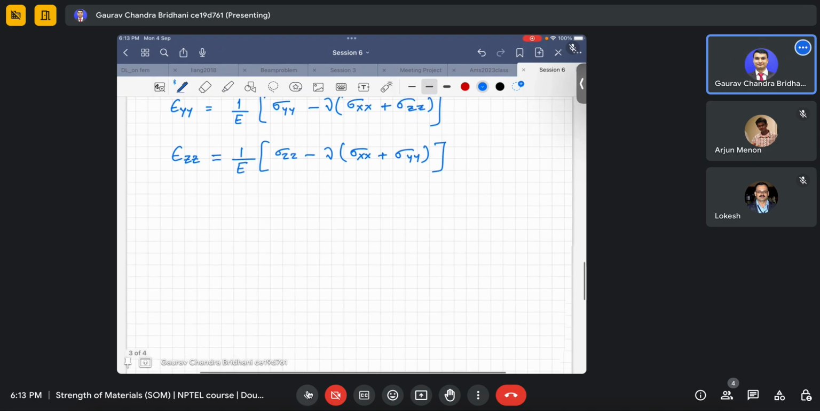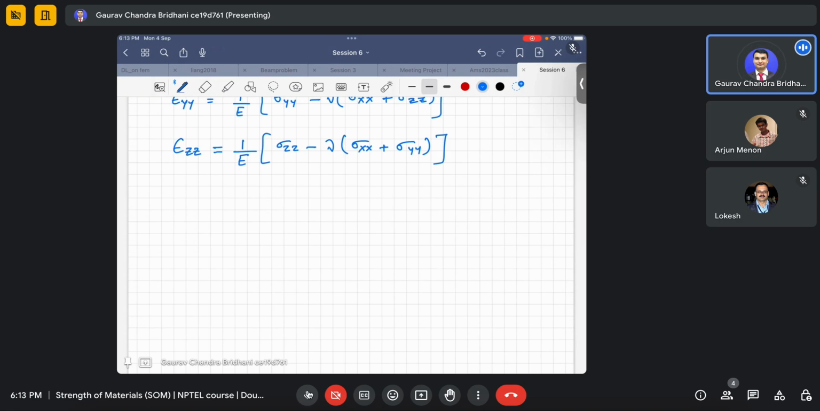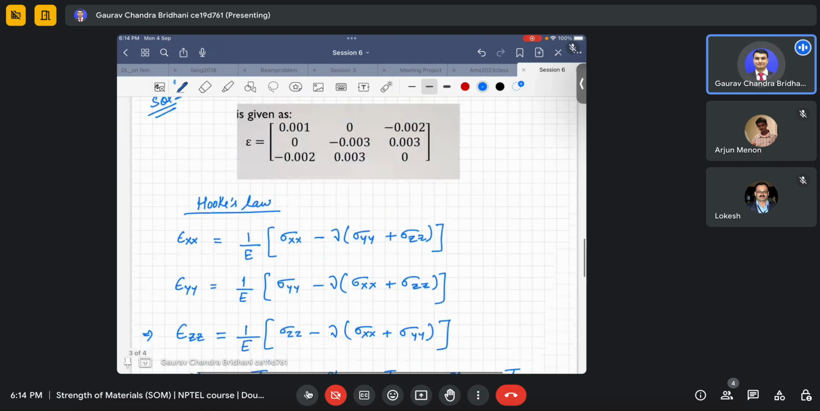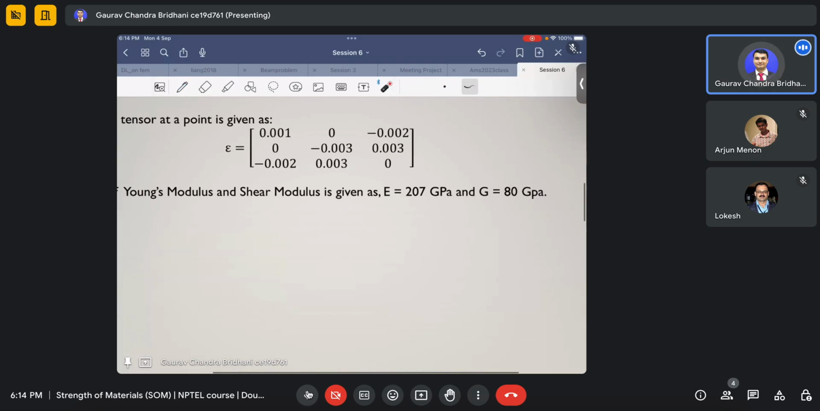And then we have the shear components. These were the normal strains; the shear strain components are gamma xy equals tau xy by G, then gamma yz equals tau yz by G, and gamma xz equals tau xz by G. Mind that G and E are given in the question.